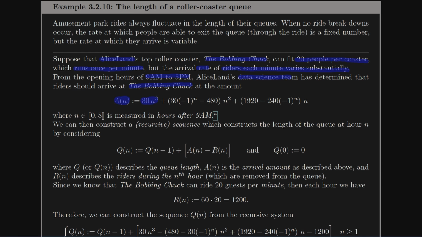It's approximately 30 n cubed plus 30 times negative 1 to the n, minus 480 n squared, plus 1920, minus 240 times negative 1 to the n times n. Here n, in the hours 0 to 8, is really measured as hours after 9 a.m.